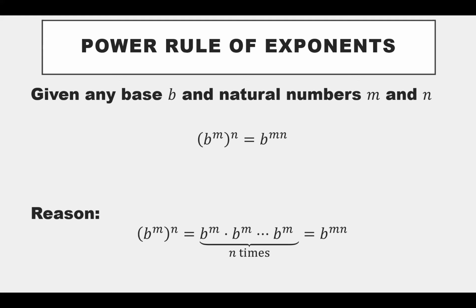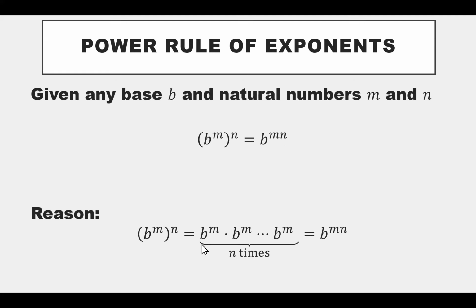But here is our next rule. We have the power rule of exponents. Given any base and natural numbers m and n, we can take a base raised to the m power and then raise that whole thing to the nth power, and we get b raised to the m times n power.